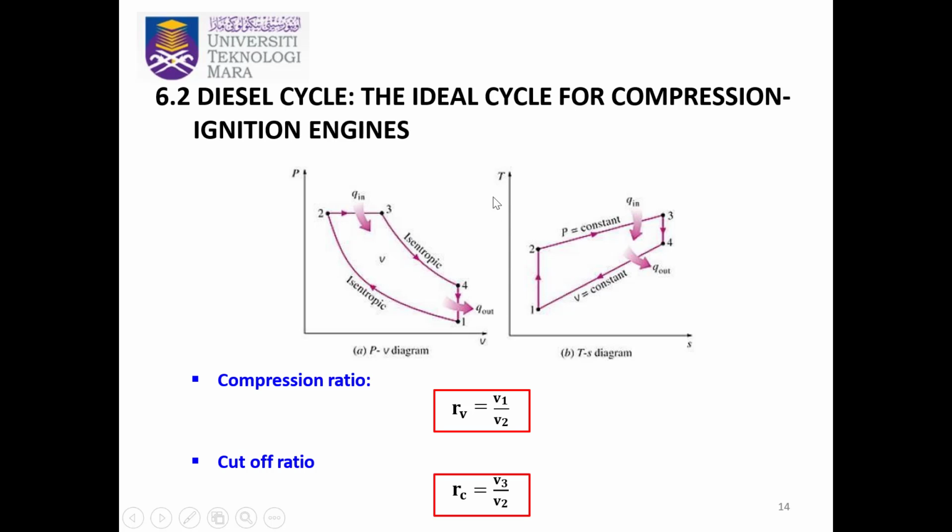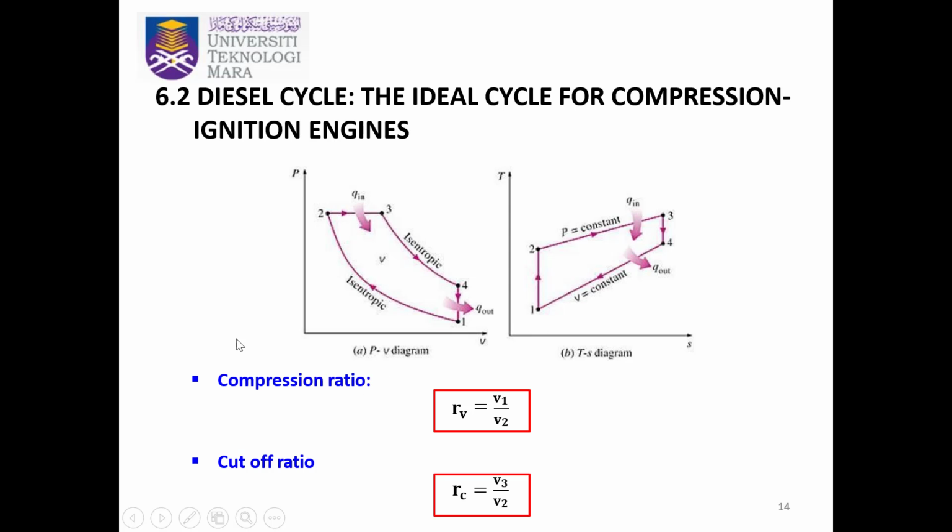So in the TS diagram it is still the same. We have two isentropic processes, so entropy kat sini from 1 to 2 and 3 to 4 is constant. Okay, heat addition comes from the constant pressure process. Heat rejection comes from the constant volume process.